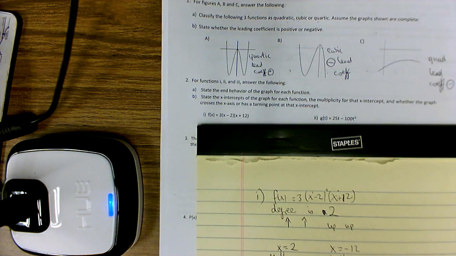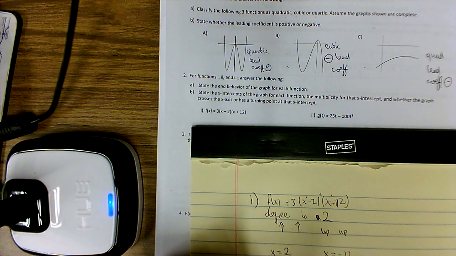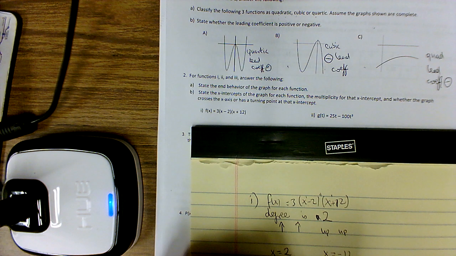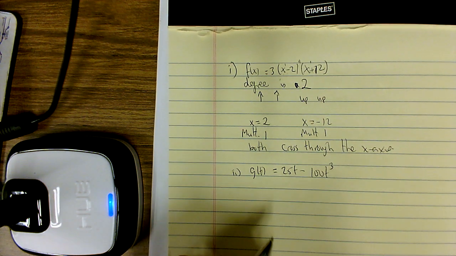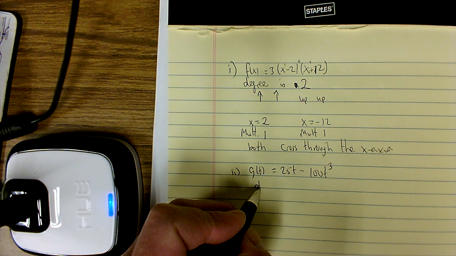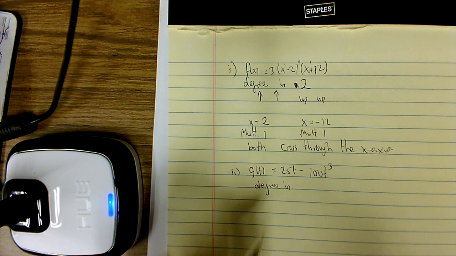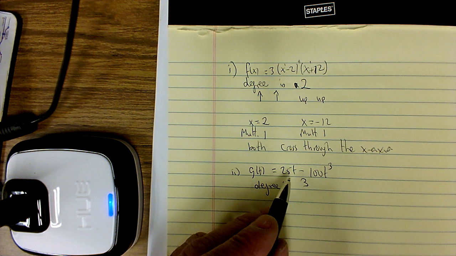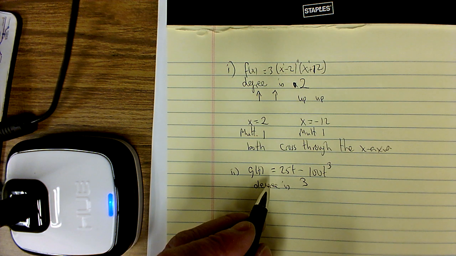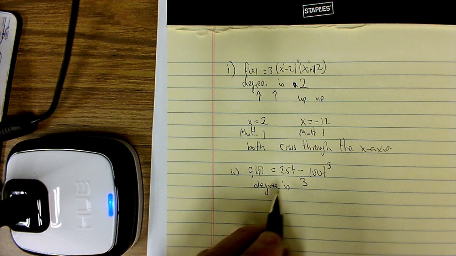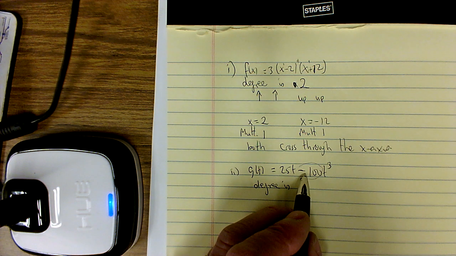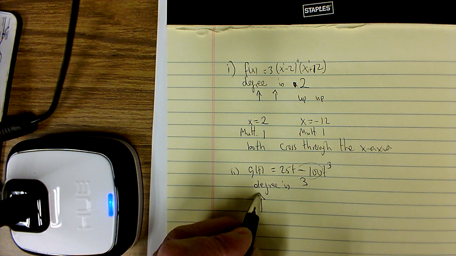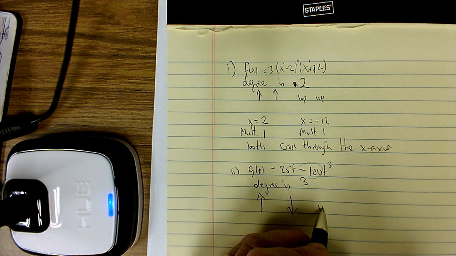Okay, so now we'll go on to number 2, the second question. So the second question is g of t, second part, 25t minus 100t cubed. So the degree is pretty easy. The degree is 3. 3 is an odd degree, so that means one end is up and one end is down. The leading coefficient of this is negative, and so thus the end behavior is up, down.